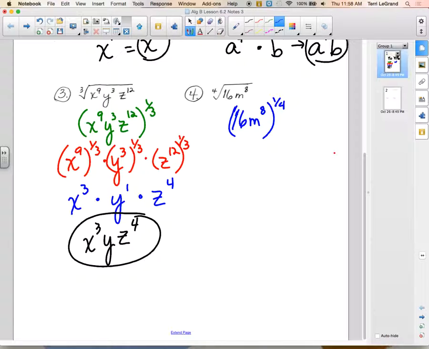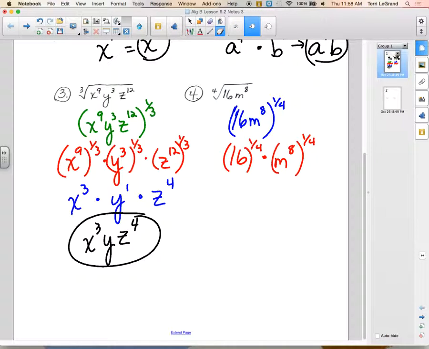JC, what would my next step look like? 16 in parentheses, and then 1/4 on the outside, and then times m to the 8th in parentheses. Not times, but to the 1/4. Okay, that's what I thought you meant. Okay, who wants to do the next step for me?